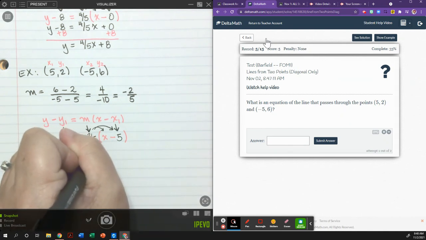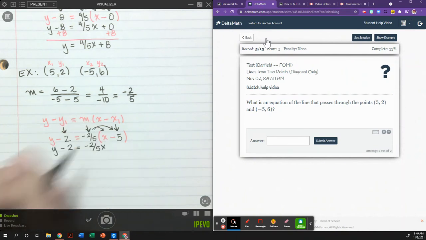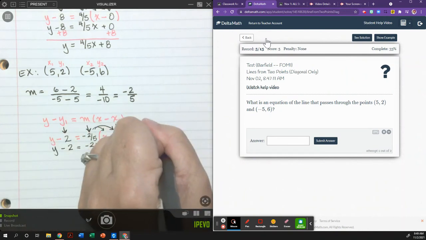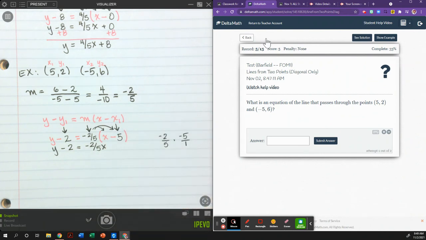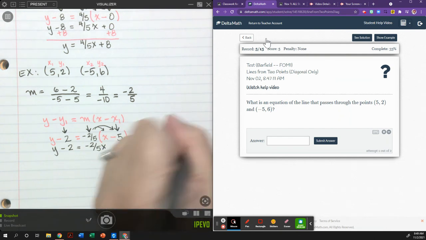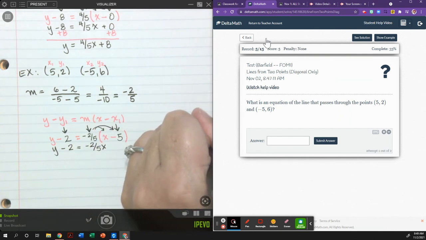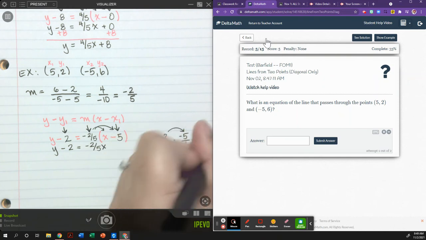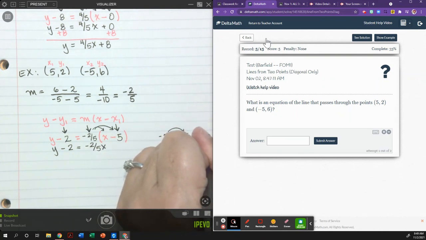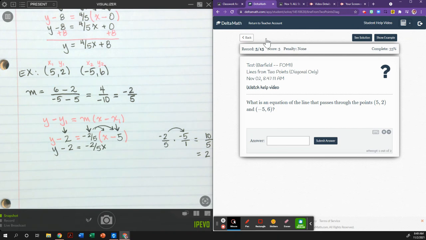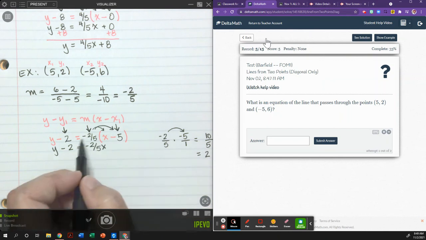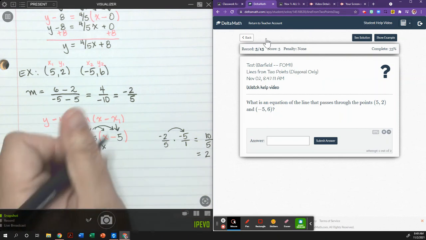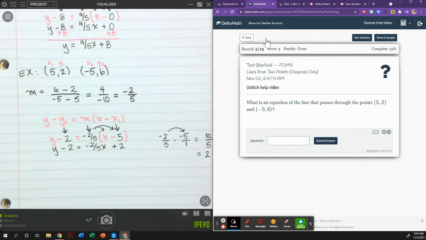So y minus 2 equals negative 2/5 x. Now I've got to do negative 2/5 times negative 5. So negative 2/5 times negative 5 over 1. When I multiply fractions, negative 2 times negative 5 is positive 10. 5 times 1 is 5. And that equals 2, because 10 divided by 5 is 2. And because it's a negative times a negative, I got a positive, so I'm just going to write plus 2.